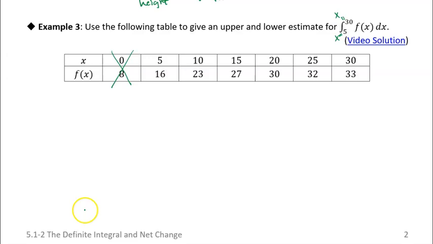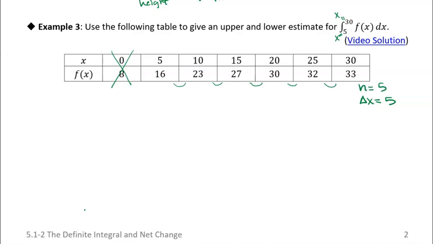And if I look at this, I've got 1, 2, 3, 4, 5 subintervals. So n is equal to 5. That's as good as I can get. And my delta x is 5.